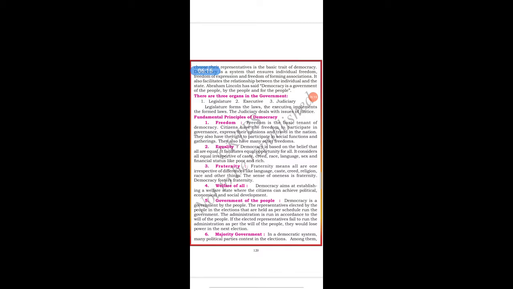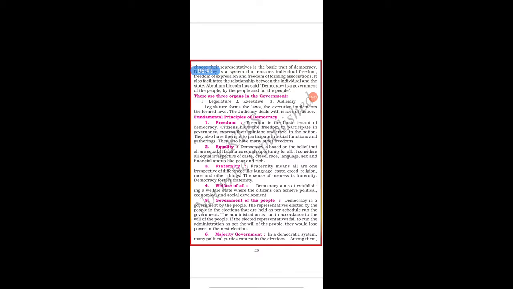So now let us see the fundamental principles of democracy. We have freedom. The fundamental principle of democracy is freedom. Freedom is the basic tenet of democracy. So citizens have the freedom to participate in governance, express their opinions and travel in the nation. They also have the right to participate in social functions and gatherings. So they also have many other freedoms.